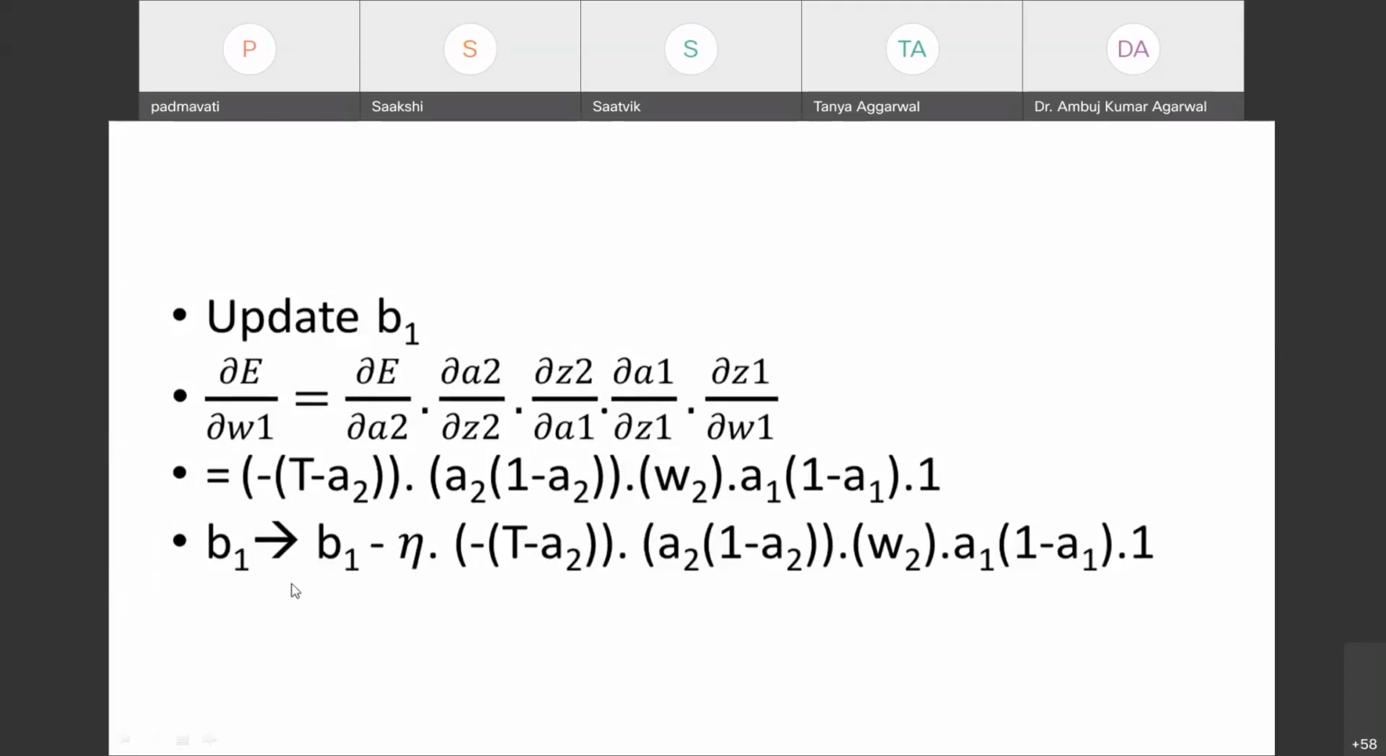Fine. So once we compute the derivatives with the help of the chain rule, I will be using this particular equation to update B1 as well. That is the first bias as well.